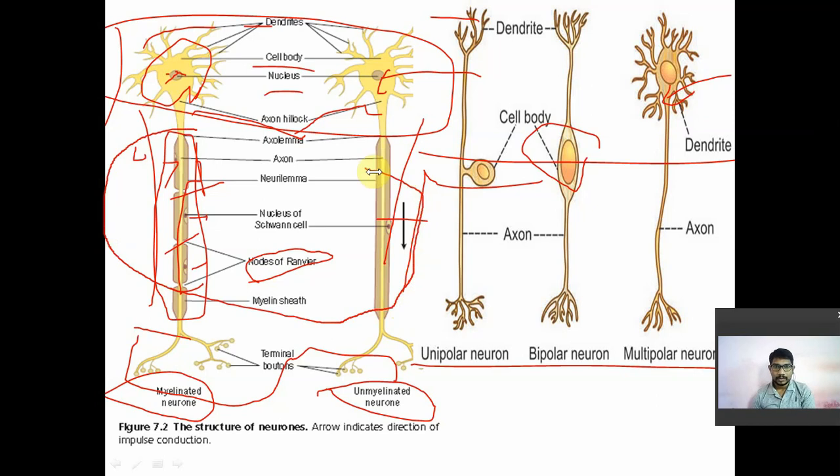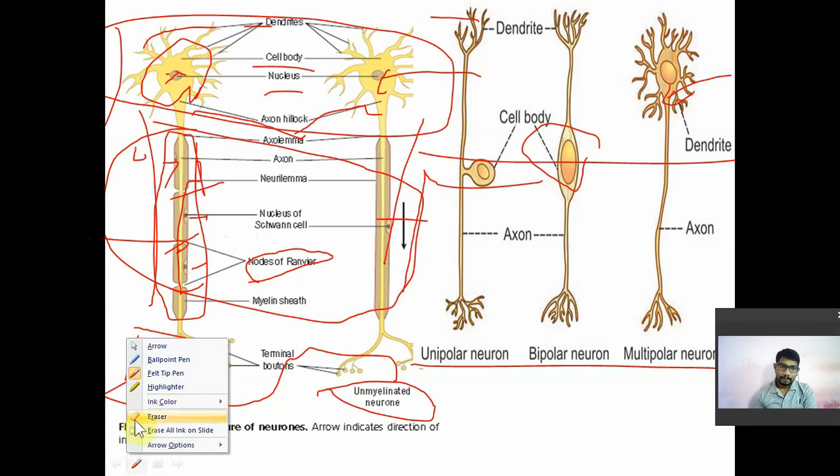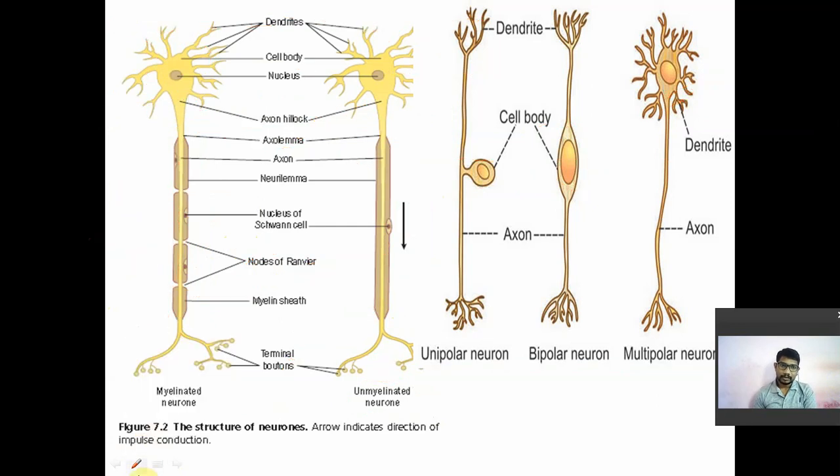Axons and dendrites will give you white matter. The color of white matter is white because of this myelin sheath. Gray matter will have the cell bodies, and white matter will have the dendrites and axons. The axon has the myelin sheath. That's why white matter will have white color, due to the phospholipid present in the myelin sheath.